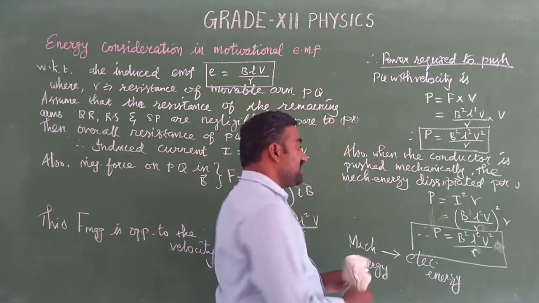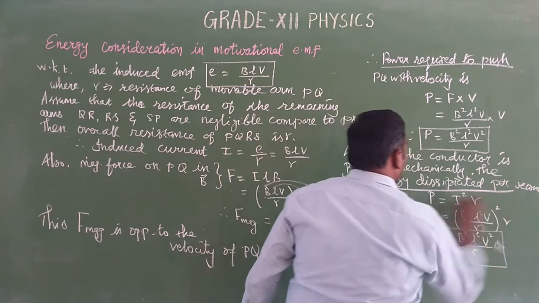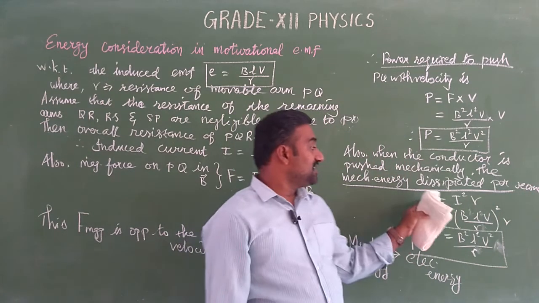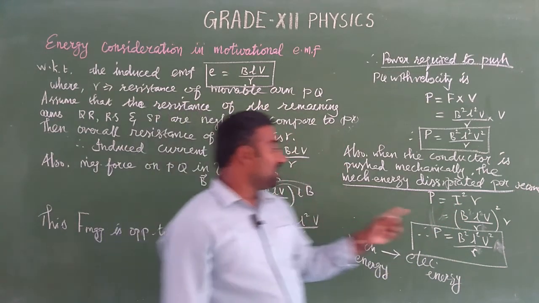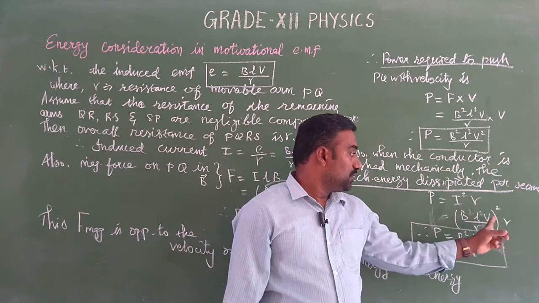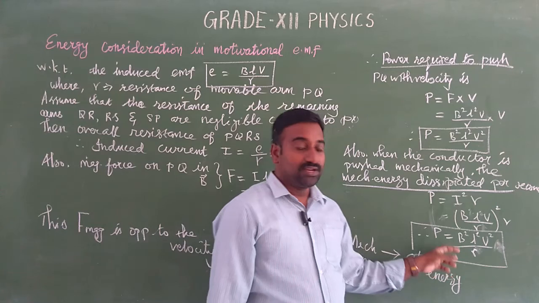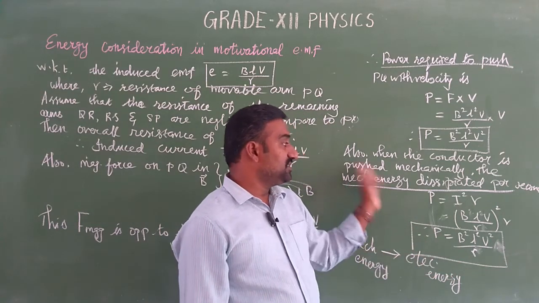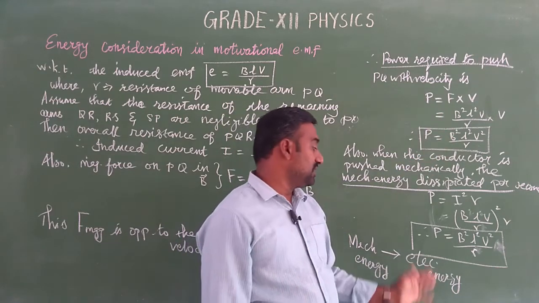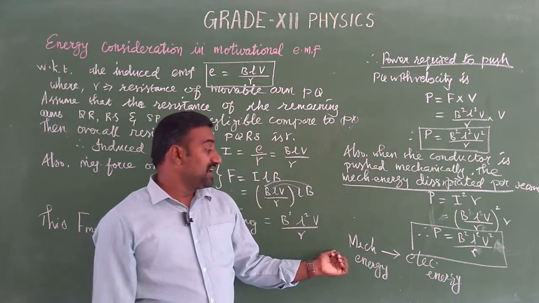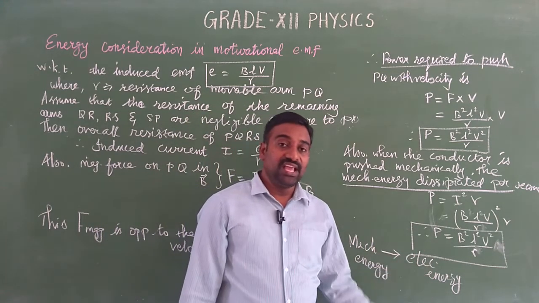Okay, and then the conductor is pushed mechanically. The mechanical energy is dissipated per second. What is it? Power is equal to I square R. So the I value we know is BLV by R, the whole square, into R. So here R square into R, one R cancels. So both the powers are similar. So the power we calculated by dissipation and the power used to push the arm PQ are both similar. So we can come to the conclusion that the mechanical energy of the movable arm in the external magnetic field is converted into electrical energy.